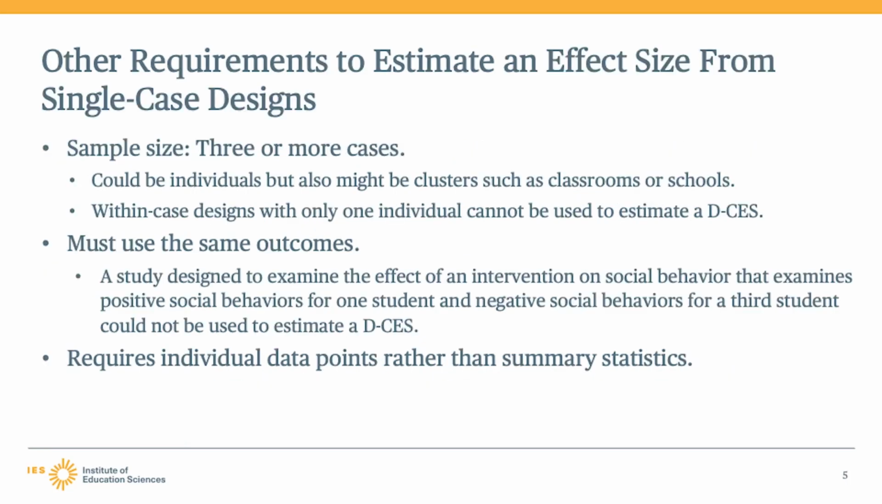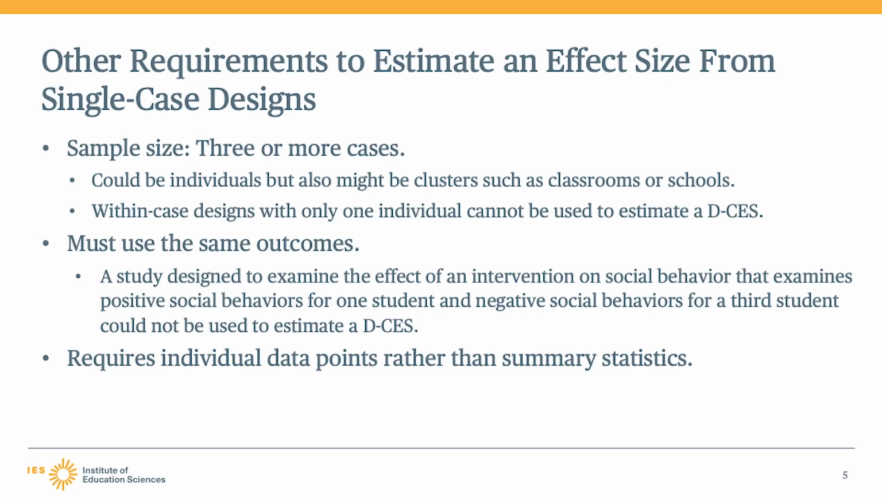There are some additional requirements beyond the specific designs for estimating effect sizes from single-case designs. First, the effect size can only be estimated from studies where there are 3 or more cases using the same design. Remember that cases could be individuals, but they also may be a cluster, such as a classroom. This means that a study using treatment reversal designs would require the same treatment reversal design to be replicated across 3 or more cases. Most baseline designs across cases will have 3 or more units, and if they meet standards, it will generally be possible to estimate an effect size.